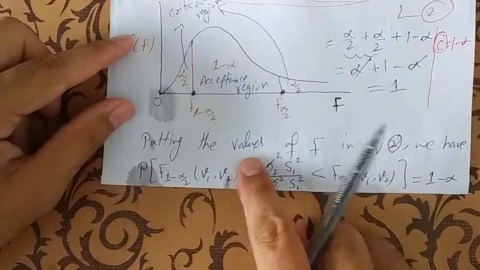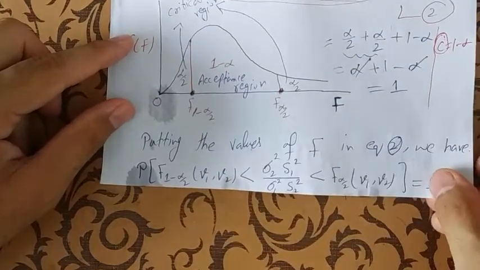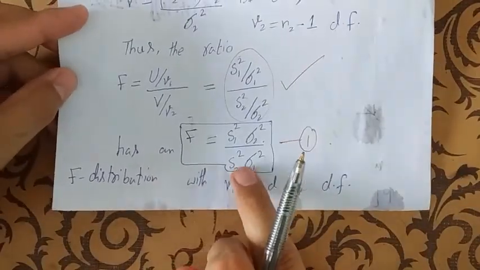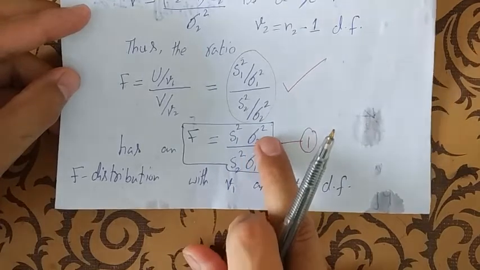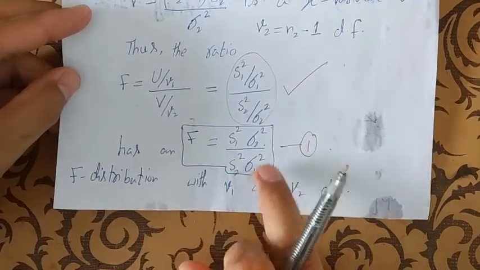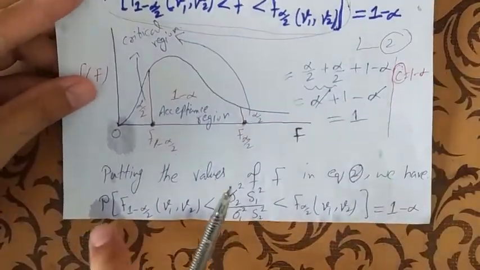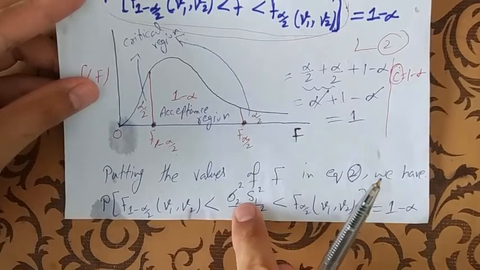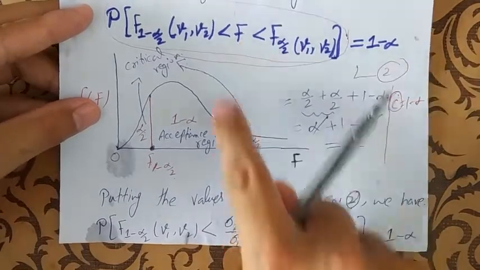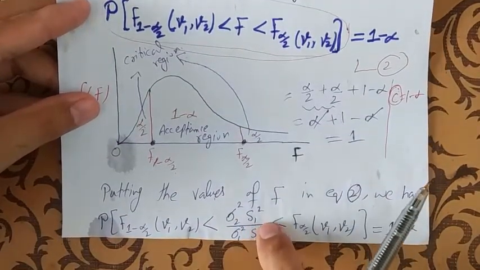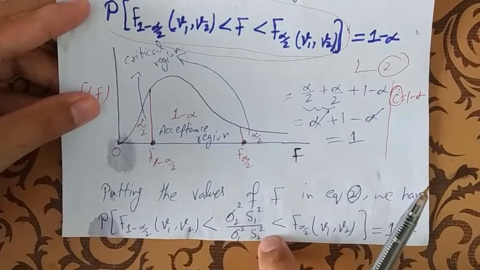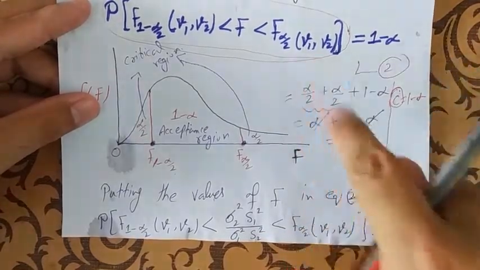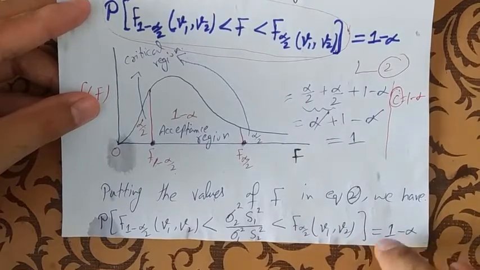Putting the value of F in equation 2, we have the value of F, which you already know. The value of F is s1 square sigma 2 square over s2 square sigma 1 square. Putting this value of F in equation number 2, so P of F 1 minus alpha by 2 nu1 comma nu2 as it is, less than sigma 2 square s1 square over sigma 1 square s2 square, which is less than F alpha by 2 nu1 comma nu2, which is equal to 1 minus alpha.